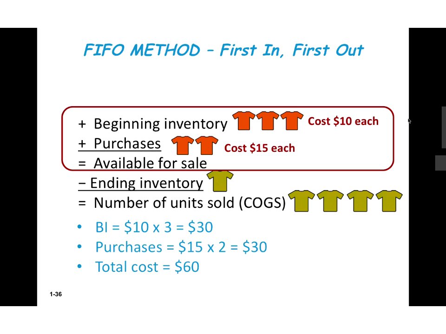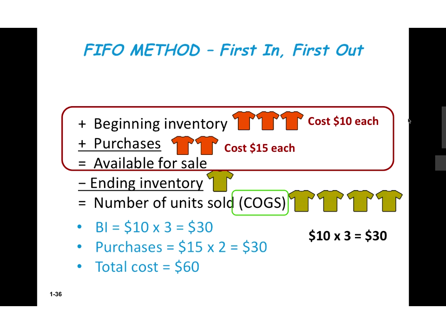Okay, so what we've got here is we've got beginning inventory, so we're back to our t-shirt example. Beginning inventory costs $10 each, purchases $15 each. Notice that my total cost has not changed. Beginning inventory plus purchases is going to be the same no matter what method we use. So now we're looking at cost of goods sold. I sold 4 t-shirts in my example. Under FIFO, first in, first out, means that I sell my oldest units first. So my oldest units are beginning inventory.